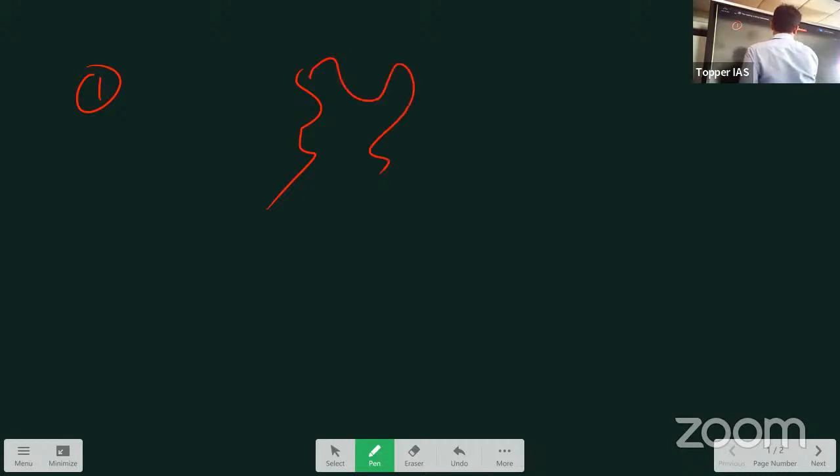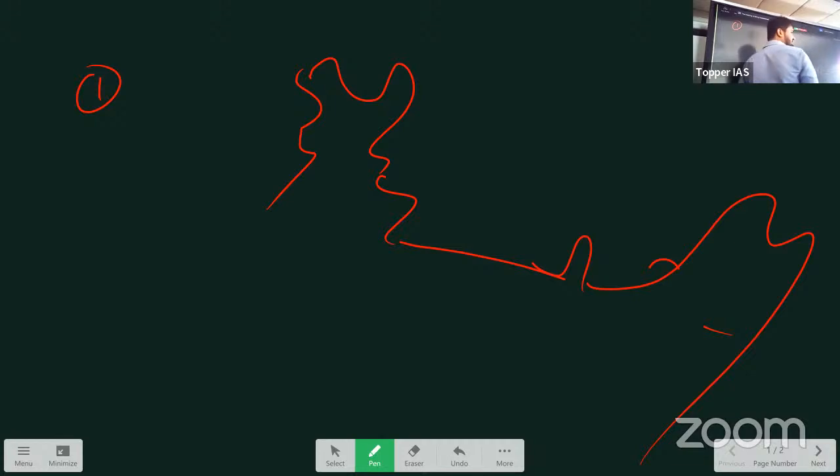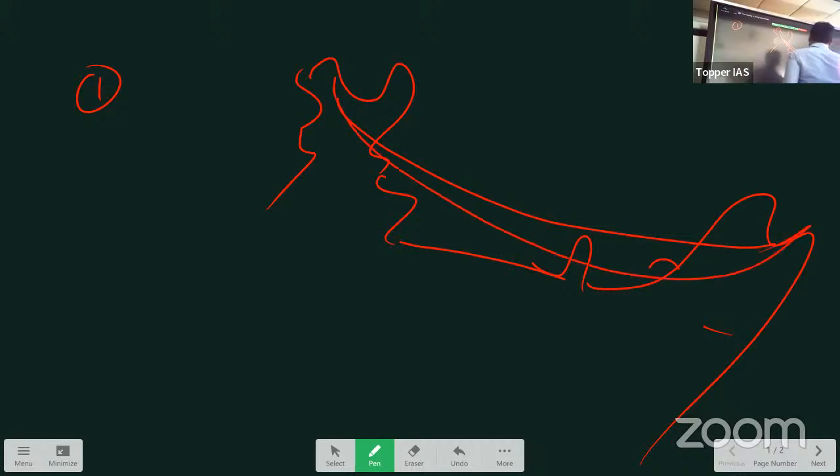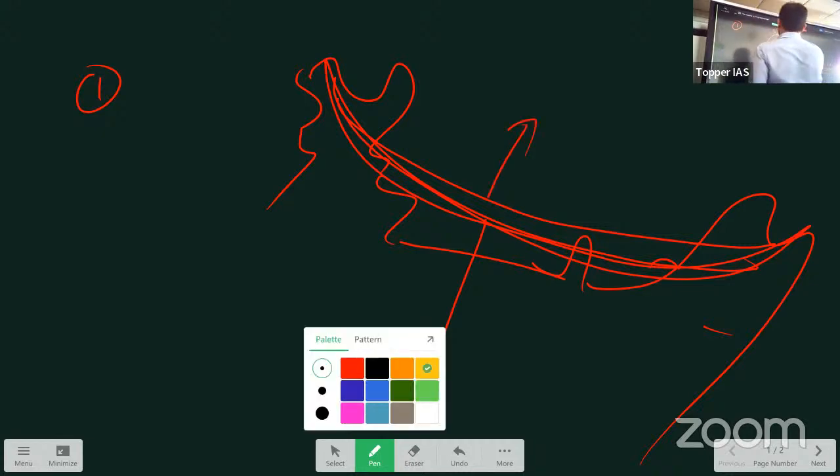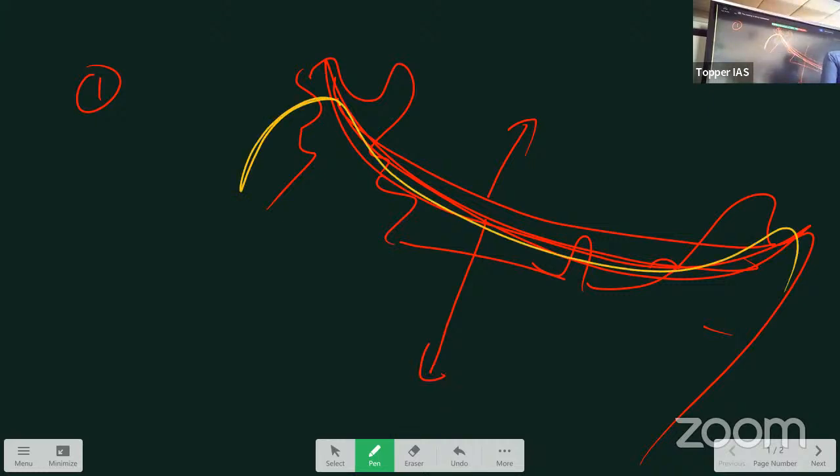The Himalayas are running from northwest to southeast direction. Their total length is 2,500 kilometers. And look at the shape. They are like this. That means the convex side is facing towards India, and the concave side is facing towards China. Correct? And they have 2 bends at 2 places. Here they are bending, and here also they are bending.